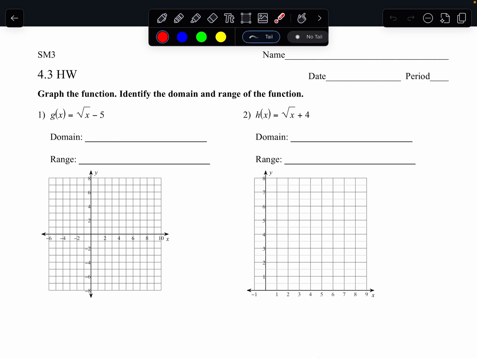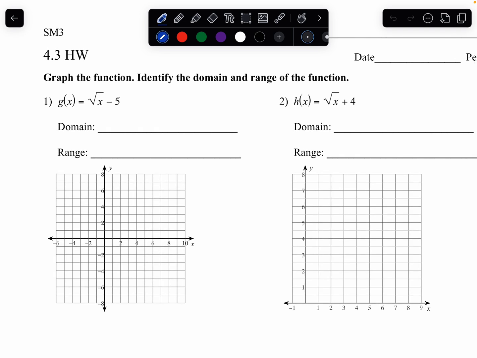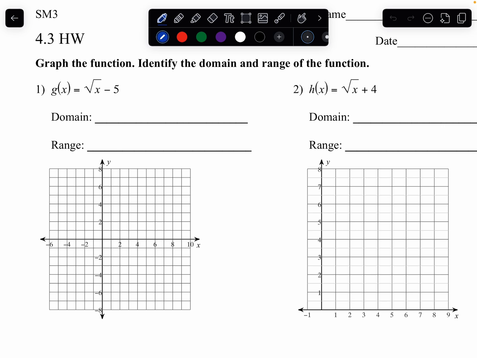So we're just graphing radicals, or radical functions. Let's go ahead and graph this. We should recognize that the behavior of the square root function is essentially the behavior of the x squared function, but just on its side.